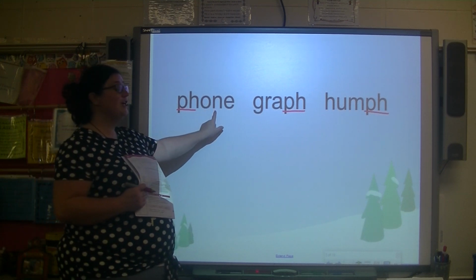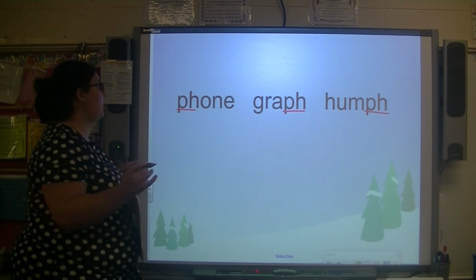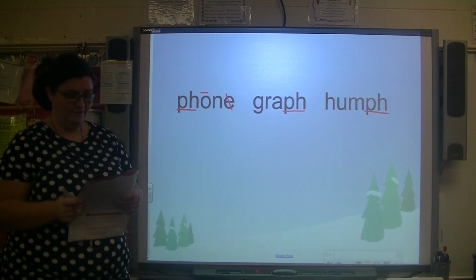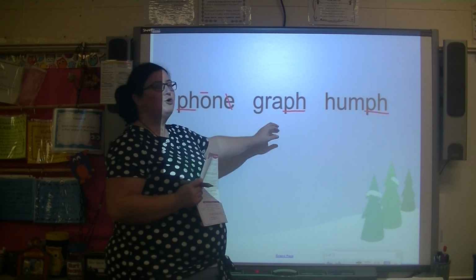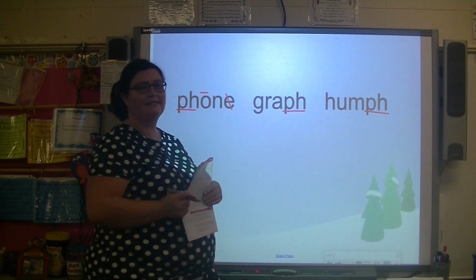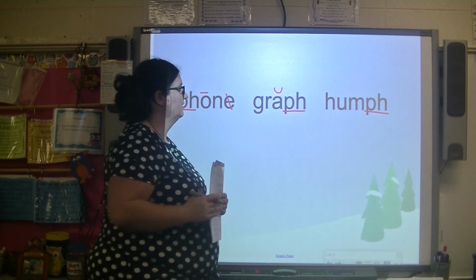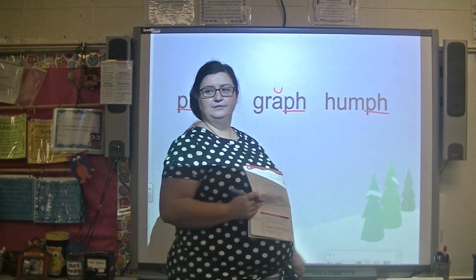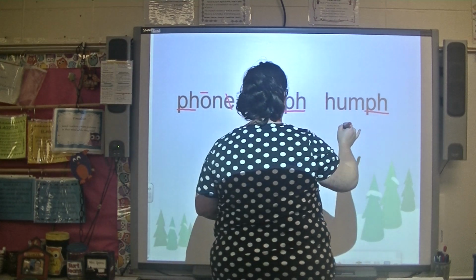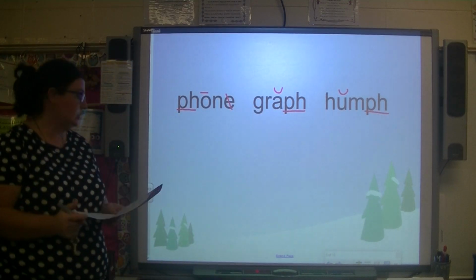We have O, consonant E. So our O is long. We cross out our sneaky E for phone. All right, what about graph? Vowel followed by consonant is short. All right, what about in humph? Vowel followed by consonant is also short. Code it with a breathe. Very good job.